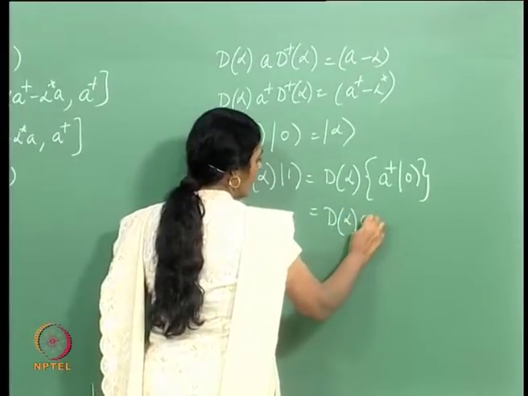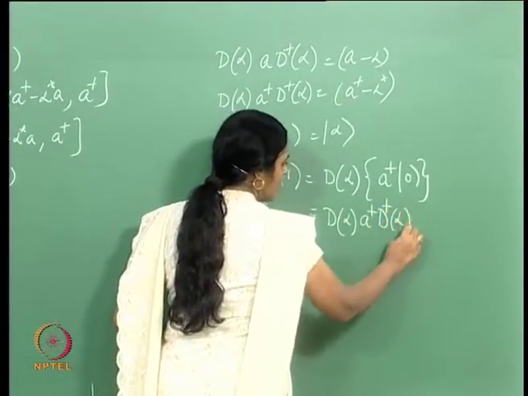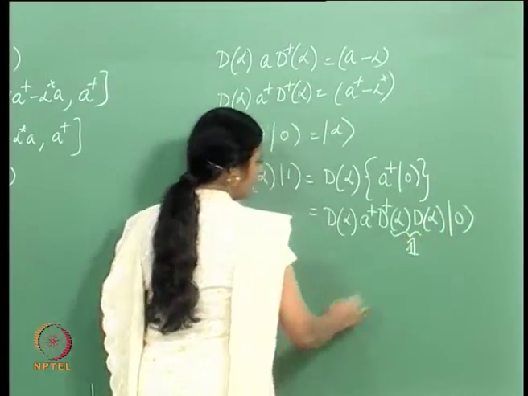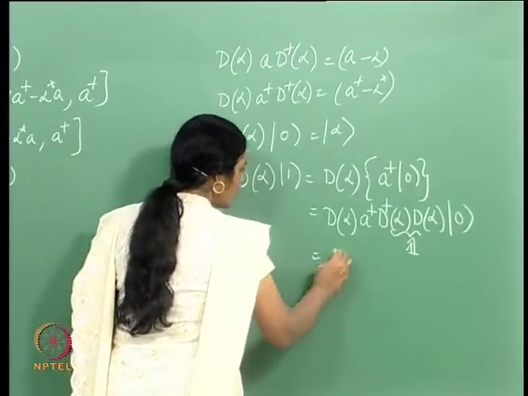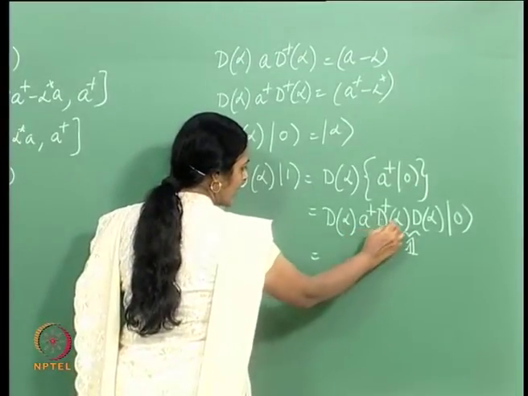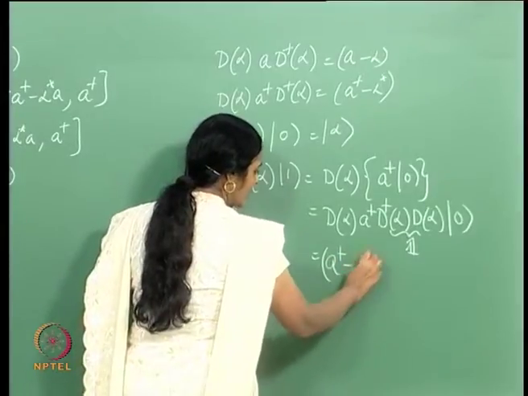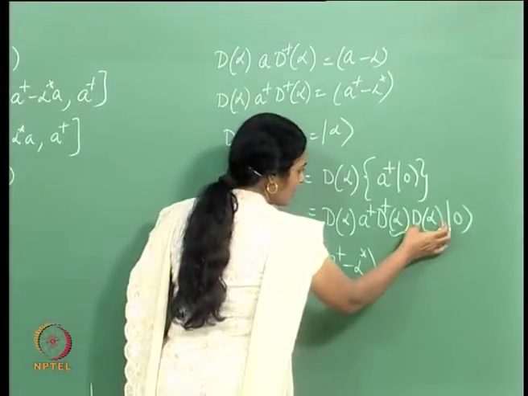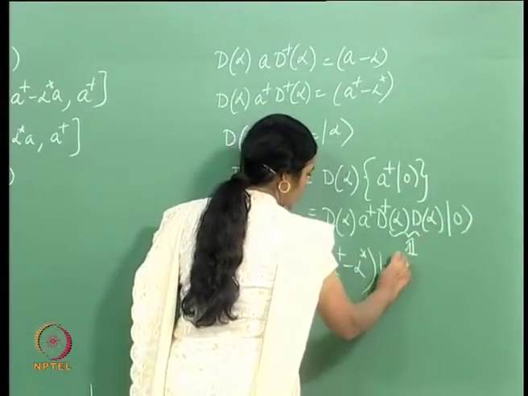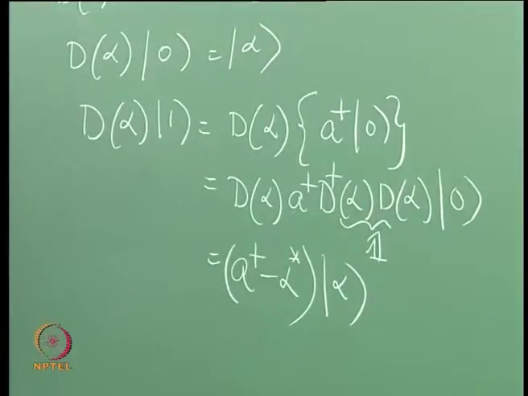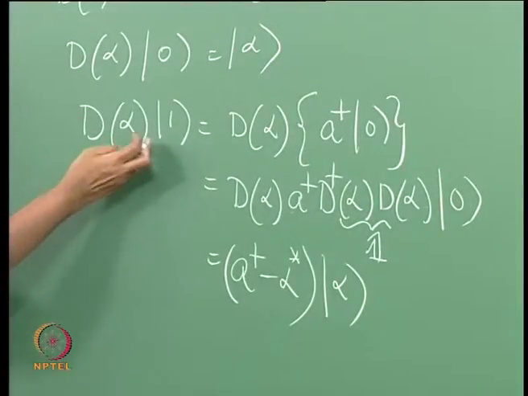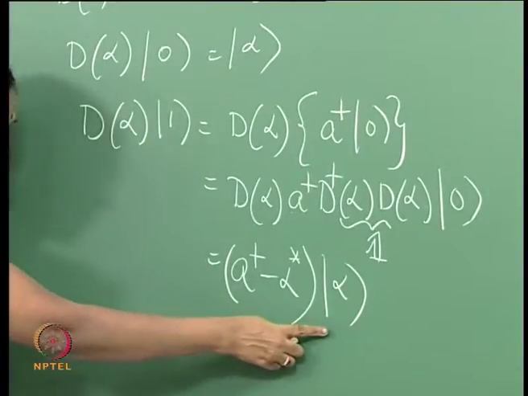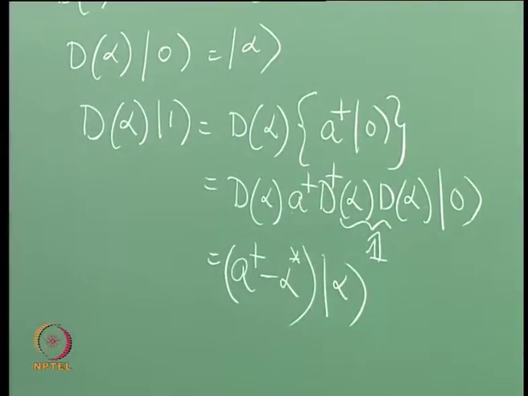I can now put in a D dagger of alpha D of alpha here because that is identity. I use the fact that D of alpha A dagger D dagger of alpha is A dagger minus alpha star, an identity which I have just now proved. Then there is a D of alpha acting on ket 0, which gives me ket alpha. So you see this state, D of alpha acting on ket 1, can be got from ket alpha by applying A dagger minus alpha star.